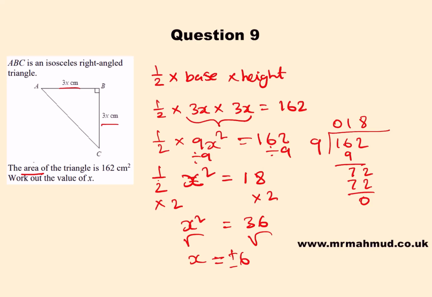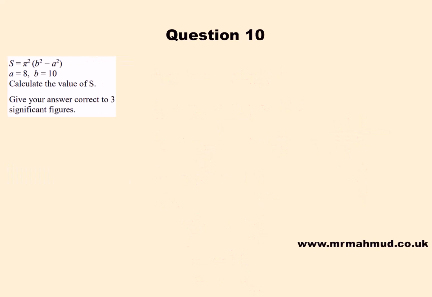Now because it's lengths of a triangle, base and height of a triangle, we can only choose x is equal to 6. So we find the value of s. So pi squared, b is 10 squared, and a is 8 squared. On a substitution question, always remember to substitute the numbers because that could be worth 1 mark. You can type this all in a calculator paper, or you can work it out separately. If it's a non-calculator, obviously we'll do it step by step.